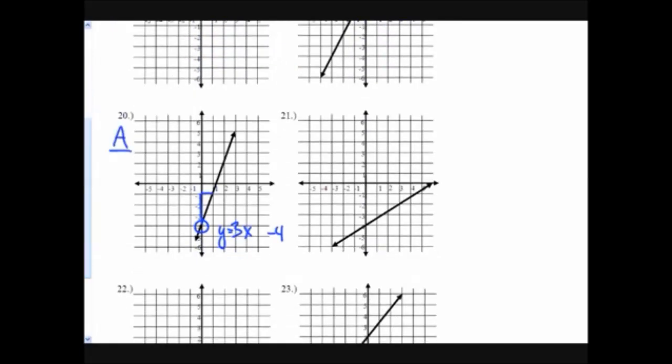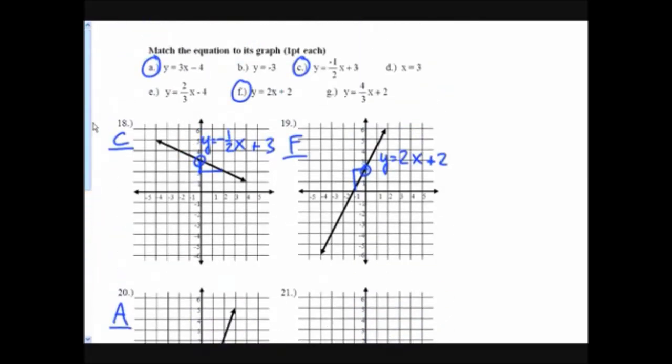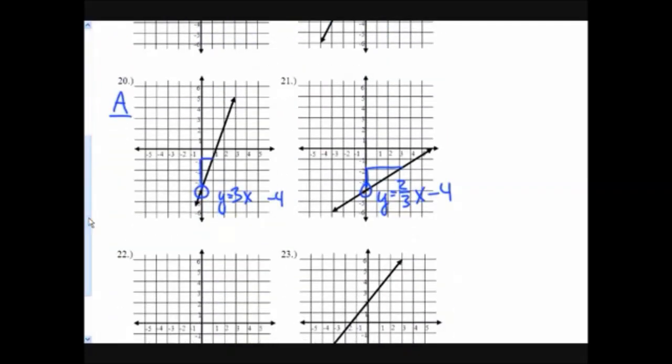Number 21, I've got a y-intercept of negative 4, so I put the negative 4 down. I've got a slope that goes up 2 over 3, so up 2 over 3 is a slope of 2/3, so it's y equals 2/3 x minus 4. y equals 2/3 x minus 4 is letter E.